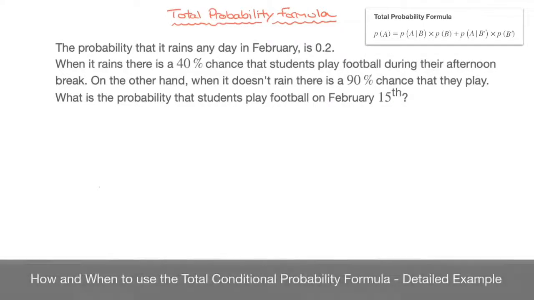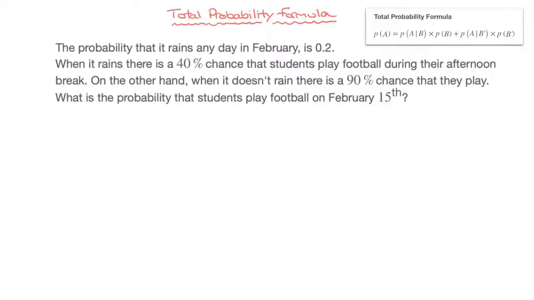Following up on our previous tutorial in which we derived the total probability formula, we now work through an example, and that's the one that we have here. We're told that the probability that it rains any day in February is 0.2, and we're then told when it rains there is a 40% chance that students play football during their afternoon break. On the other hand, when it doesn't rain, there is a 90% chance that they play. We're then asked, what is the probability that students play football on February 15th?